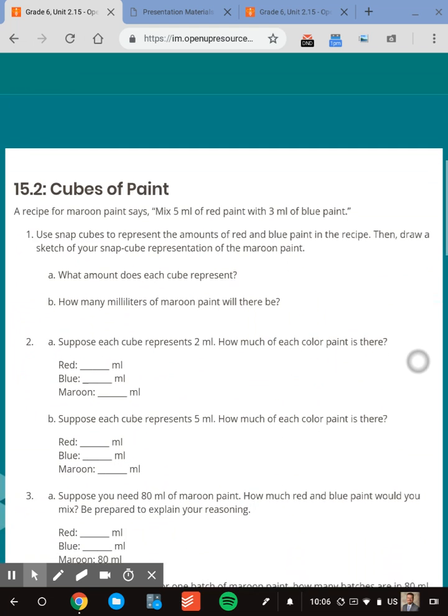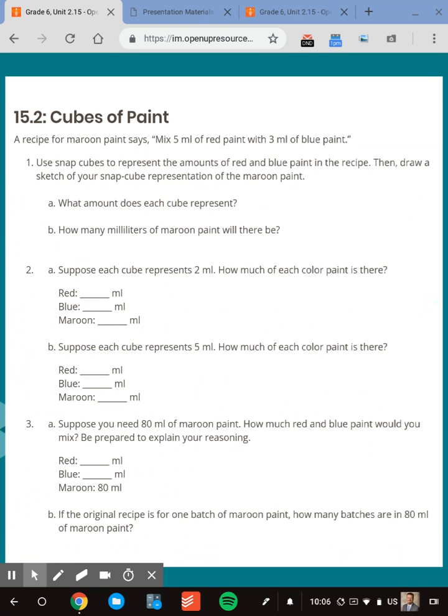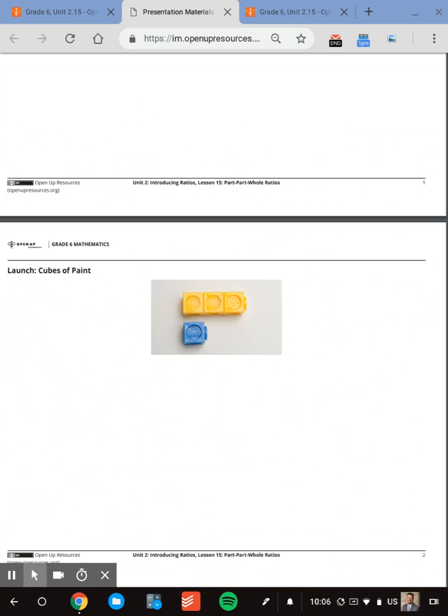In activity 2, before you get to the kids actually doing this, the complete lesson plan talks you through making green paint and representing it using these snap cubes, with the idea that the ratio is 3 yellow to 1 blue. If that's cups, how many cups of paint would we have? The kids will think that we have 4 cups of paint. Then, if each cube represents 2 cups instead of 1 cup, how many cups of paint will we have? I think they'll get to 8 cups.